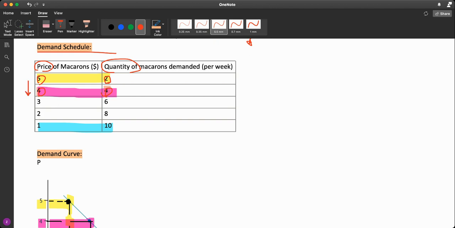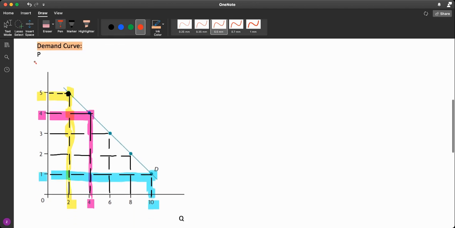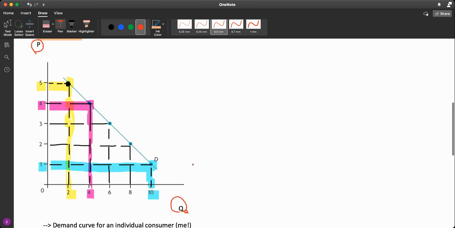And if I translate this chart on a graph, you can see this linear curve on an axis where the vertical axis indicates price of macarons and the horizontal axis indicates the quantity of macarons. So to summarize the relationship between price and quantity demanded, we see a negative relationship between them. Ceteris Paribus, when price goes up, quantity demanded goes down, and when the price goes down, my quantity demanded goes up. This is known as the law of demand.